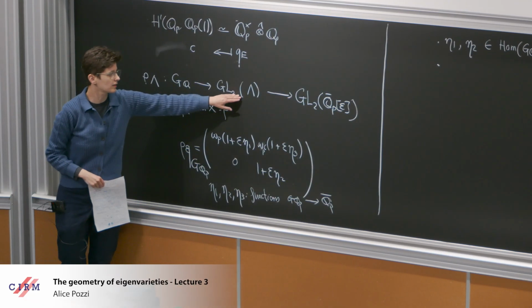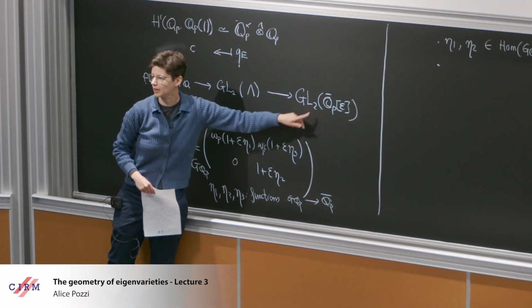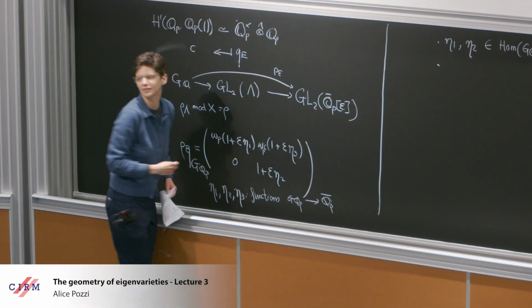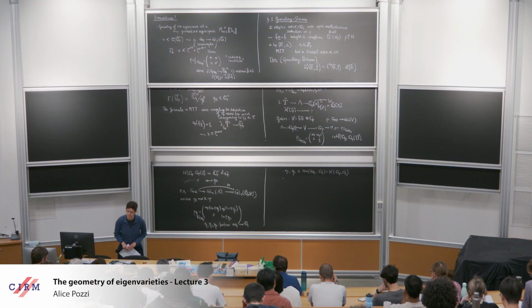So rho lambda over lambda, maybe the composition I call rho epsilon, because I never said it. You need it to be global. Hmm? So, is it important that it's a representation of G of Q, or can you just work with it?